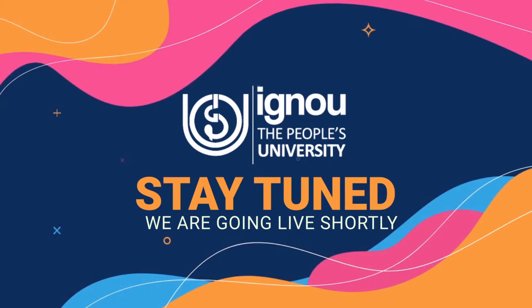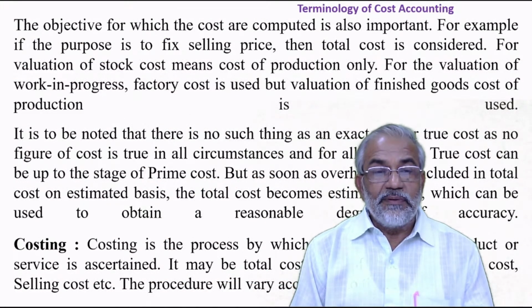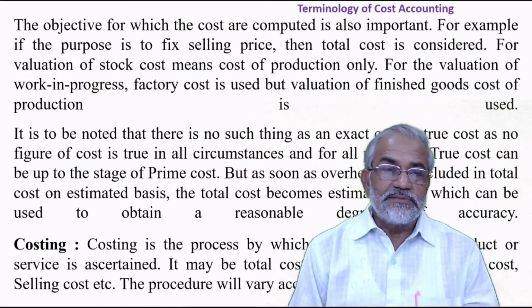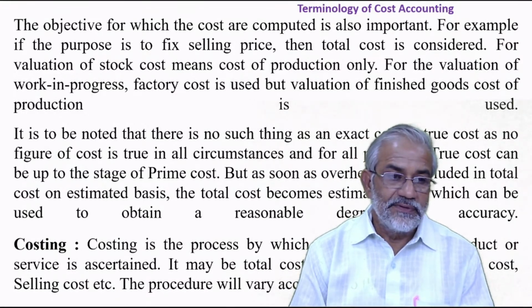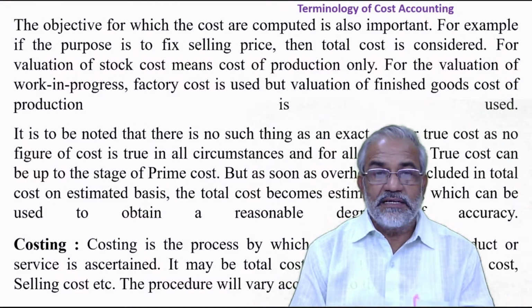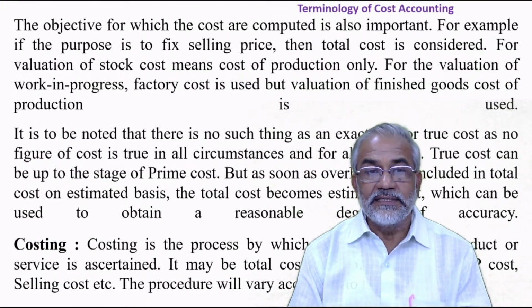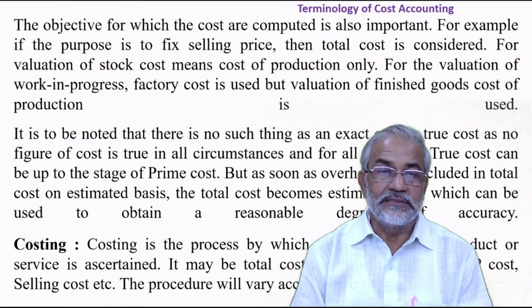Let us start the session again. We are discussing the elements of cost. Elements of cost means the way in which the cost has been classified. If we look at the first type of classification of cost, it comes by nature. The classification of cost is made by nature.